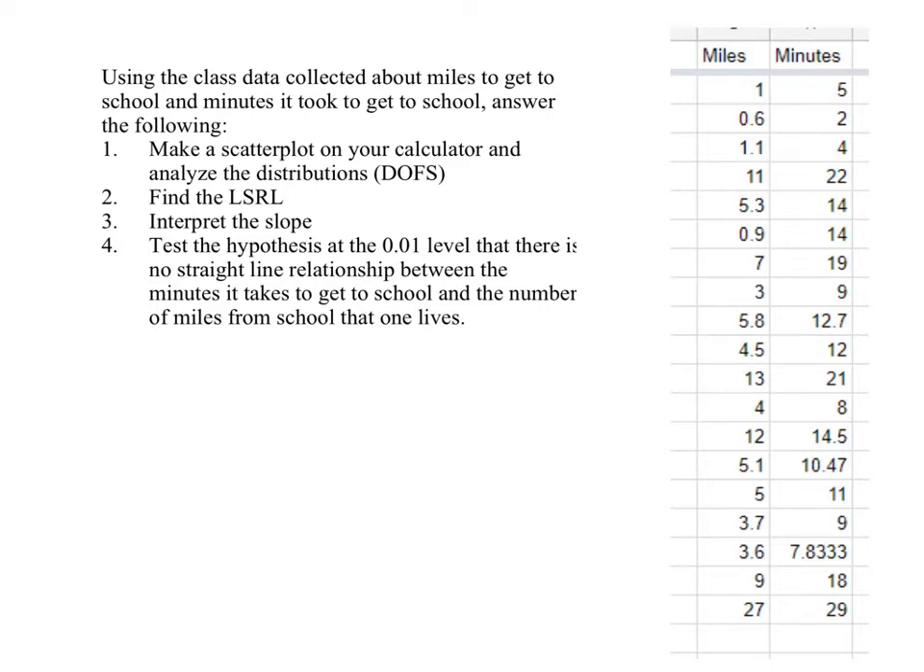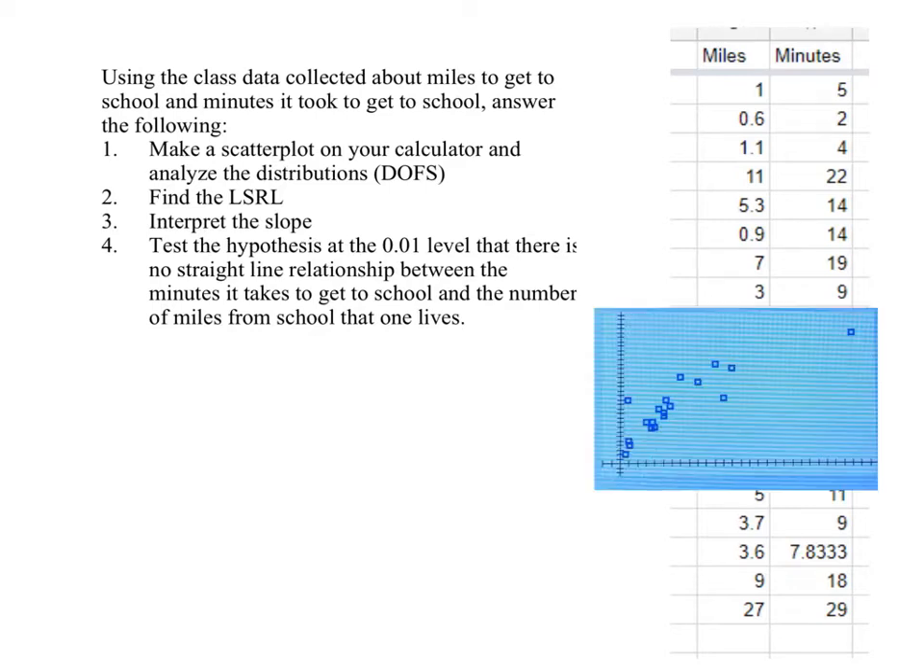Just a quick reminder, you would put these things in list 1 and list 2. This is data about the miles away from school and the minutes it took to get there. You'd make a scatter plot. Remember to use Zoom Stat to get a nice graph that fits all of your data. Let me show you what it would look like. So here's my scatter plot from my calculator.